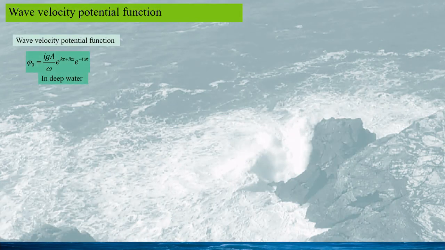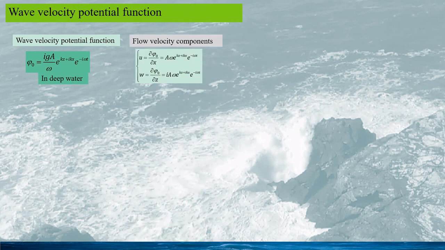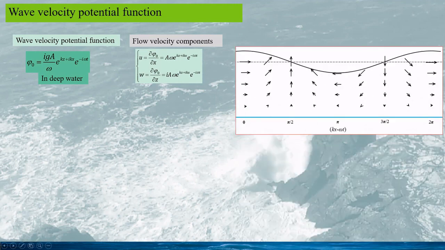As it has been shown, the wave velocity potential function can be expressed as this in deep water, with the fluid particle velocity component expressed as this. In this plot, we can see the fluid velocities are changing with the position and with the time. The structure on the sea could move freely under the wave actions in 6 degrees of freedom motion.